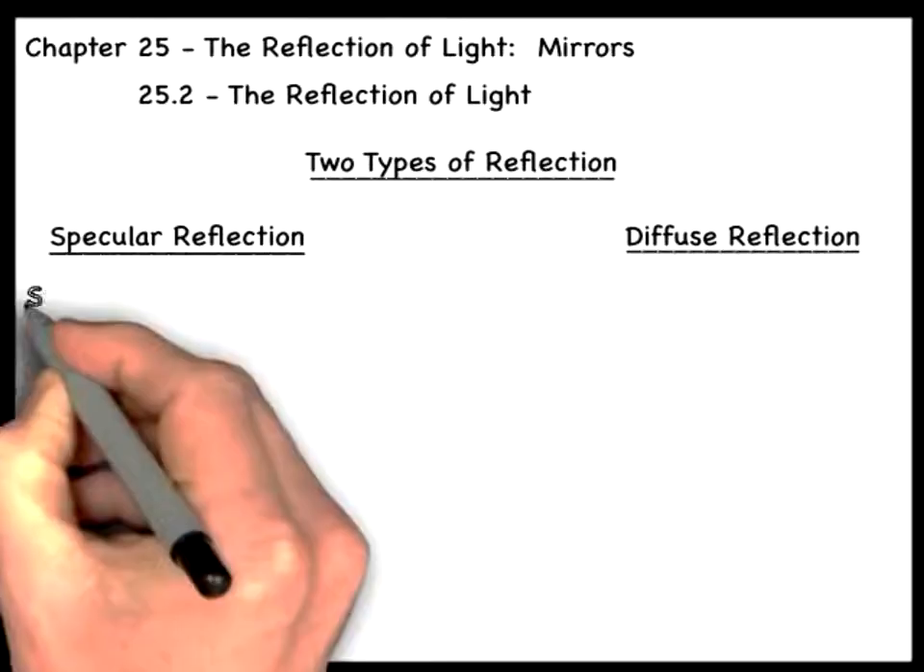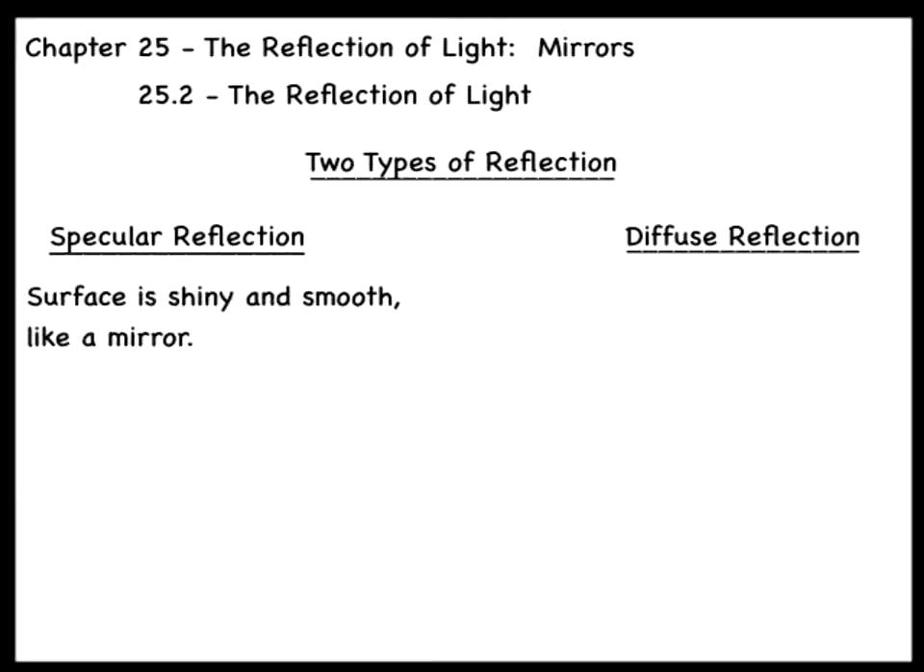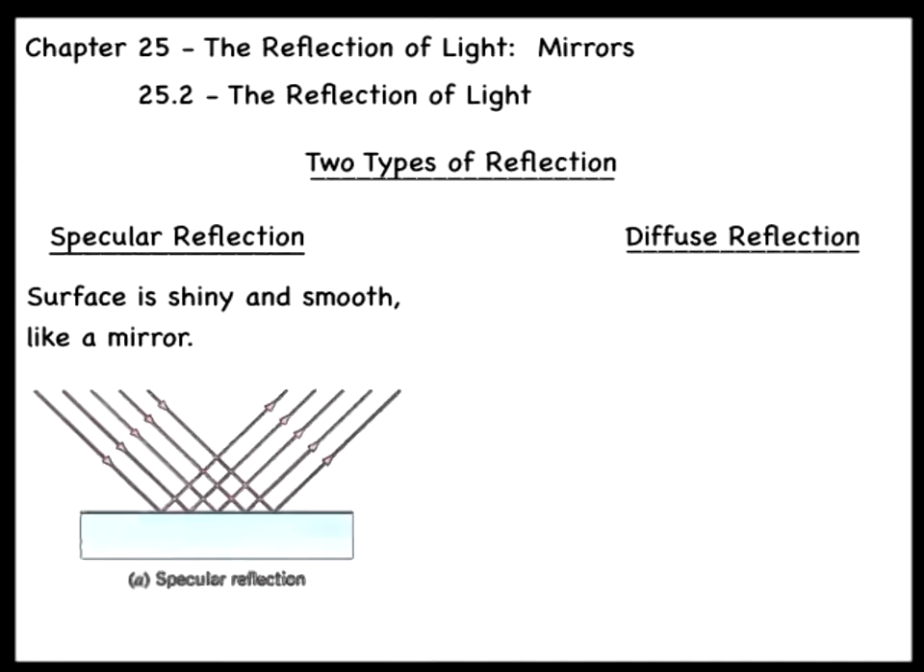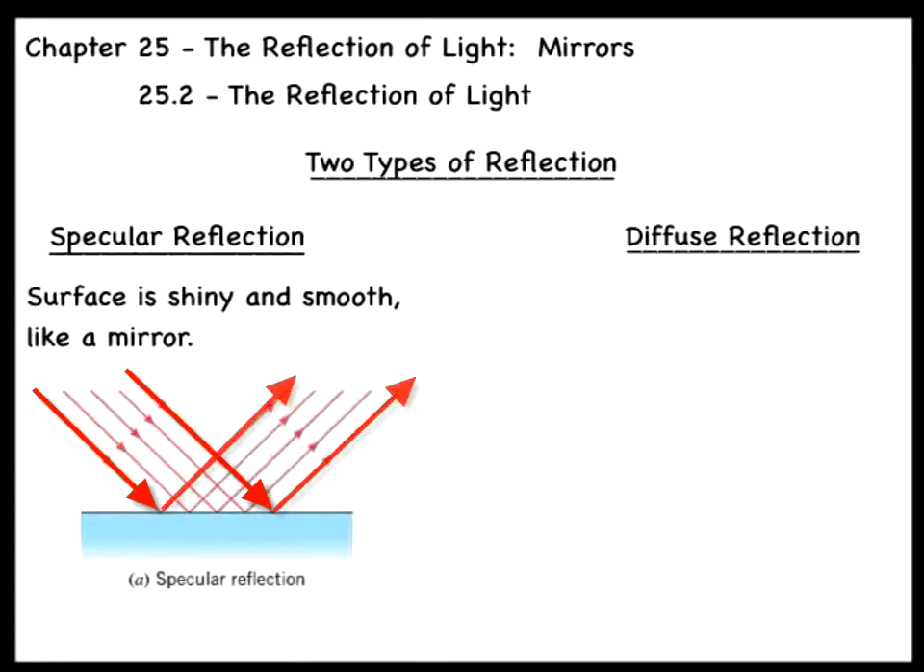In specular reflection, the surface of the object is smooth and shiny, like that of a mirror. The figure shows that upon specular reflection, incident light rays that are parallel are still parallel after reflection.